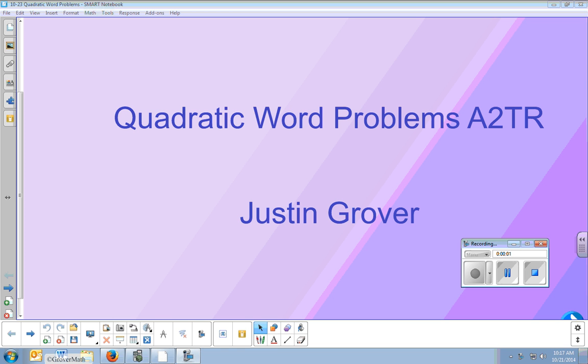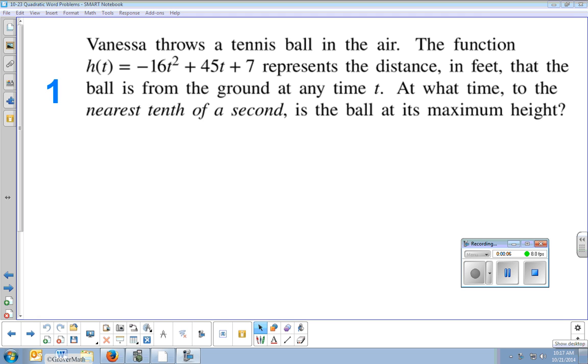Quadratic word problems, Algebra 2 trigonometry regions. Vanessa throws a tennis ball in the air.